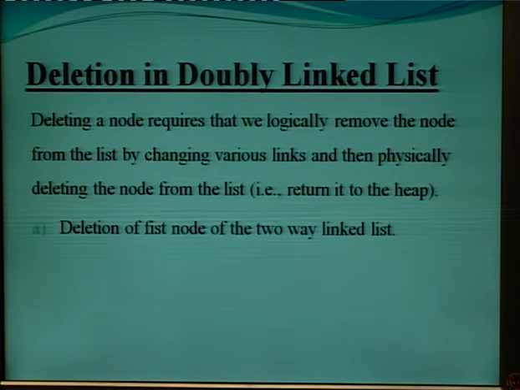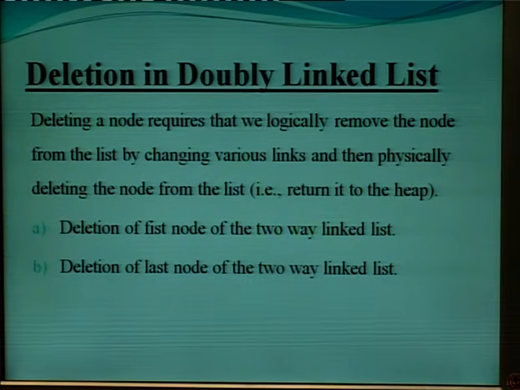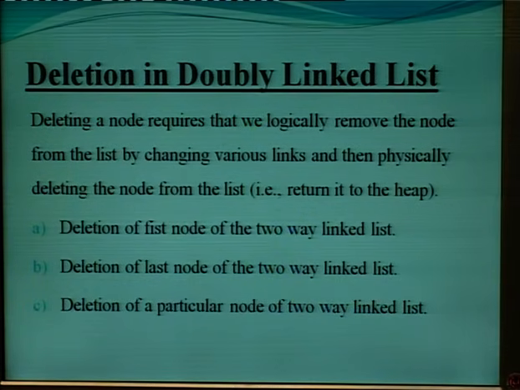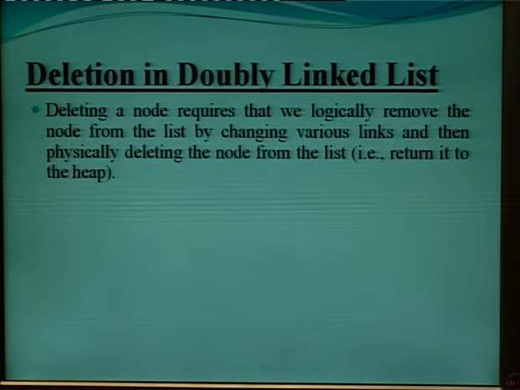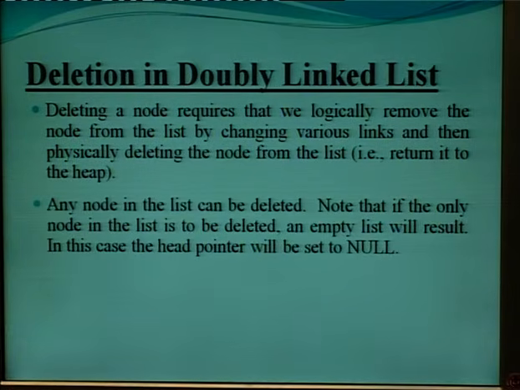stored. So we can perform deletion of the first node of a two-way linked list, deletion of the last node of a two-way linked list, and deletion of a particular node of a two-way linked list. So, deletion in a doubly linked list: deleting a node requires that we logically remove the node from the list by changing various links. Any node in the list can be deleted.